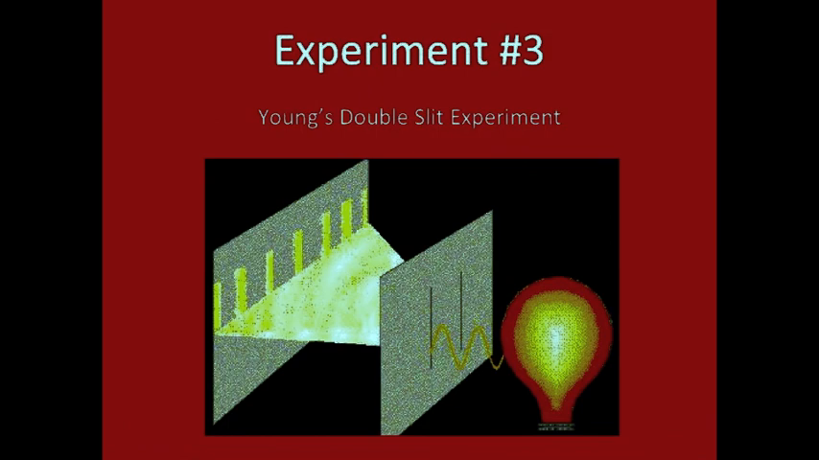Experiment number 3, Young's double slit experiment for diffraction and interference. This experiment was done by Thomas Young in the early 1800s. He shot a light source through two slits and projected it onto a viewing screen. This was done to see if light is a wave or a particle.